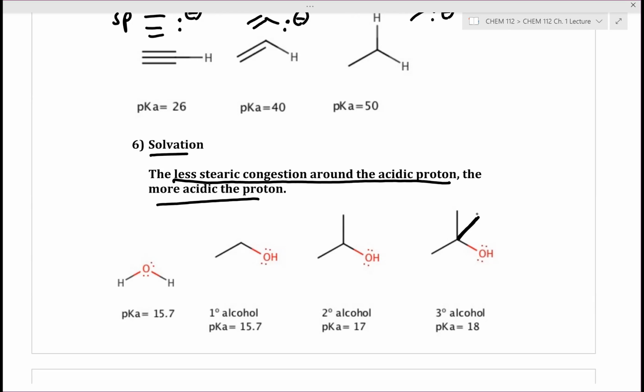This effect is relatively minor, but it does pop up. It's why when you typically do acid-base reactions, if you need a stronger base, you're going to use tert butoxide instead of ethoxide, for example.